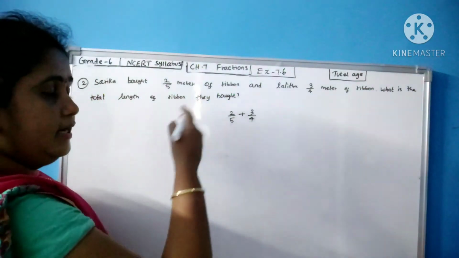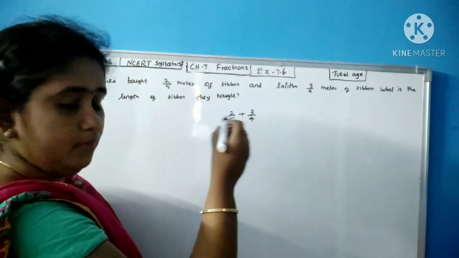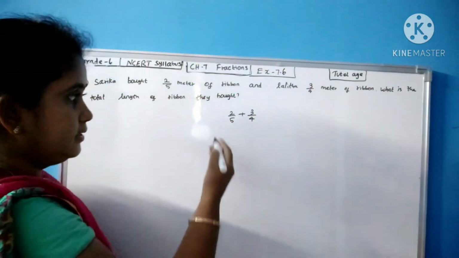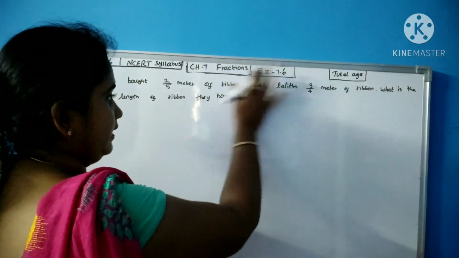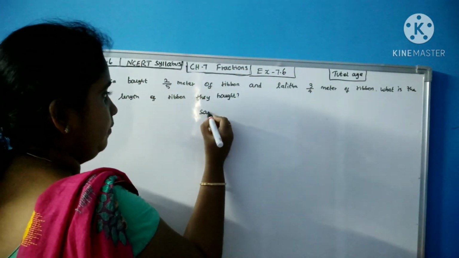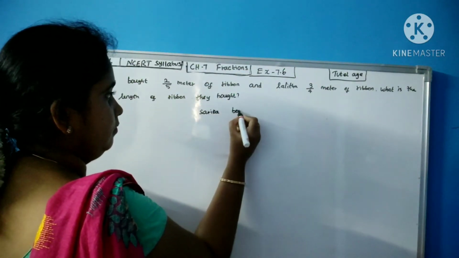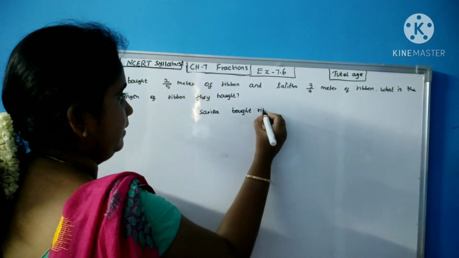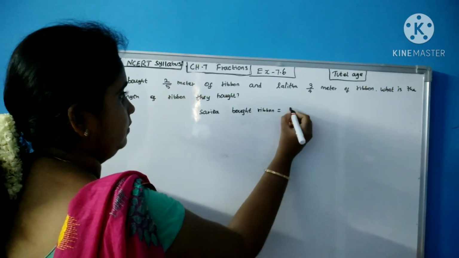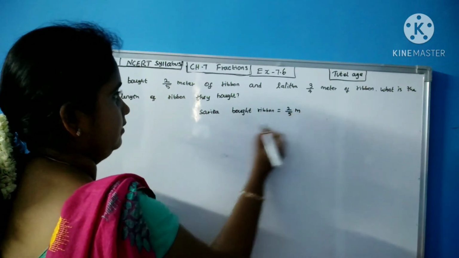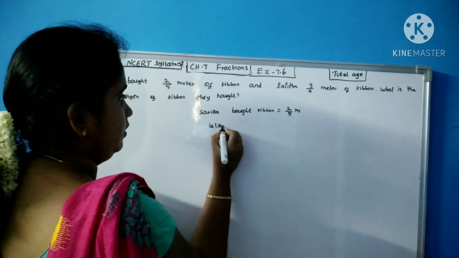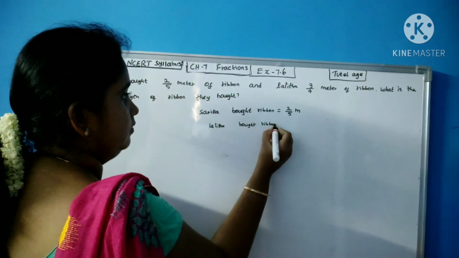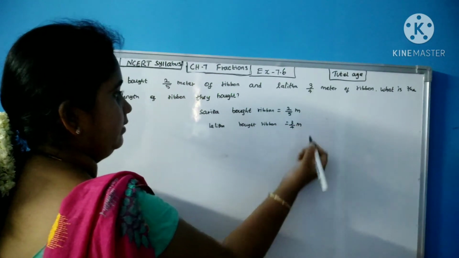In above this, you can write Sarika bought ribbon equal to 2 by 5. Lalita bought ribbon equal to 3 by 4. That and all you can write. I am just simply solving. Otherwise, we can write: Sarika bought ribbon equal to 2 by 5 meter. Lalita bought ribbon is equal to 3 by 4 meter.